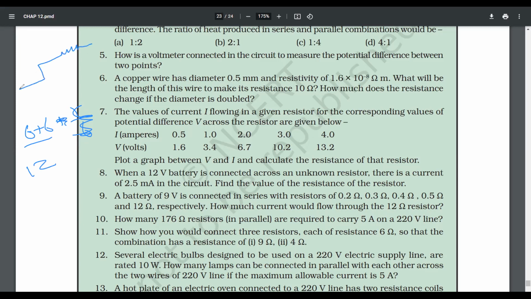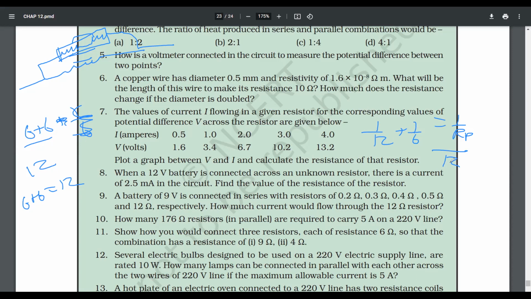This is resistor 1, this is resistor 2, and this is resistor 3. These 2 are in series, and this net resistance and this net resistance are in parallel. Now, the series resistance for these 2 resistors is 6 plus 6, which is equal to 12. And then the total resistance in parallel is 1 upon 12 plus 1 upon 6, which is equal to 1 upon RP. So we take LCM as 12.